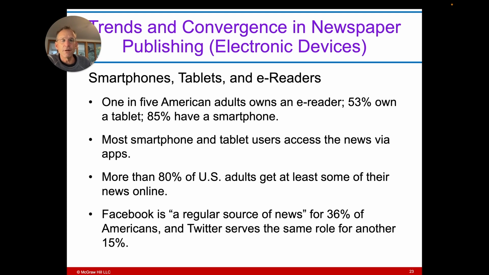In terms of trends with electronic devices, 1 in 5 American adults owns an e-reader, 53% own a tablet, 85% have a smartphone. Most smartphone and tablet users access news via apps. More than 80% of U.S. adults get at least some of their news online. And Facebook is a regular source of news for 36% of Americans, and Twitter plays the same role for another 15%.